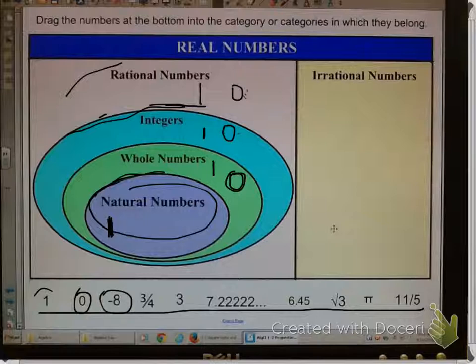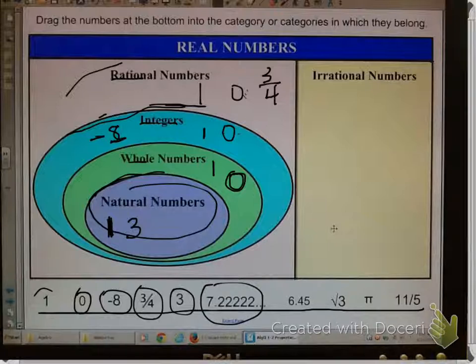If I look at -8, -8 is an integer because we know that the integers include the whole numbers and their opposites, and -8 is the opposite of 8. So it's an integer, which is also a rational number. 3/4. Since it can be written as a fraction, I know it's a rational number. 3 is going to be a natural number. It's one of the numbers I naturally learned to count by. Therefore, it's going to also be a whole number, an integer, and a rational number.